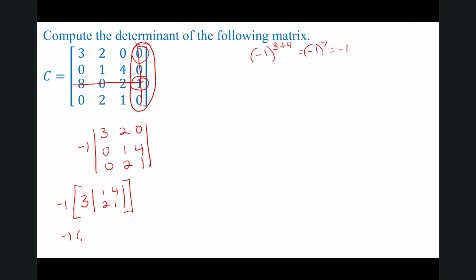So -1 times 3 times the determinant of this right here, which is -3 times (1 minus 8), or -3 times -7, which is -21. So the determinant of C is 21.